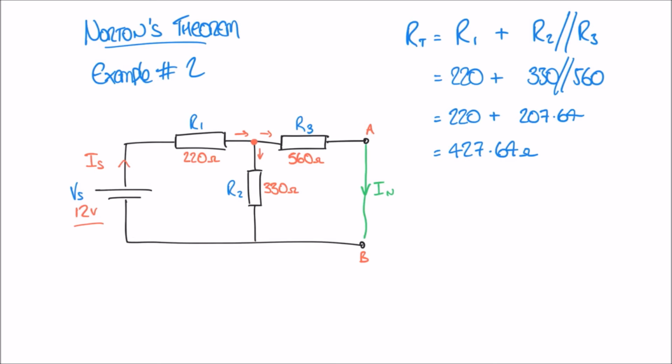I can work out my supply current, and I can say that IS, the supply current, is equal to V over R. Well, we know that the voltage is 12 in this instance, and the resistance we've calculated to be 427.64 ohms. So that gives me an answer of 0.02806 amps. Again, like I did in the last example, I'll multiply this by a factor of 1,000 to express it in milliamps. So that's 28.06 milliamps.